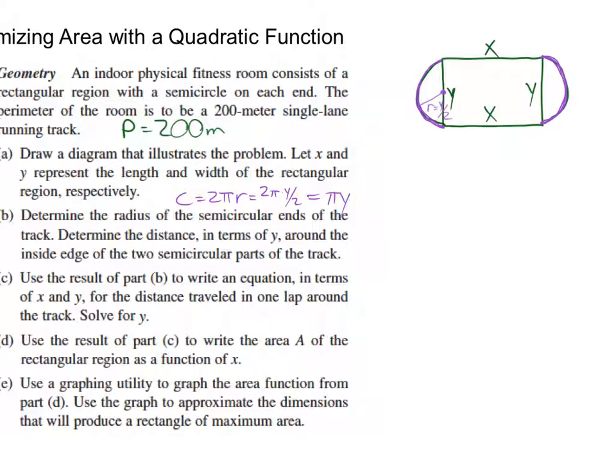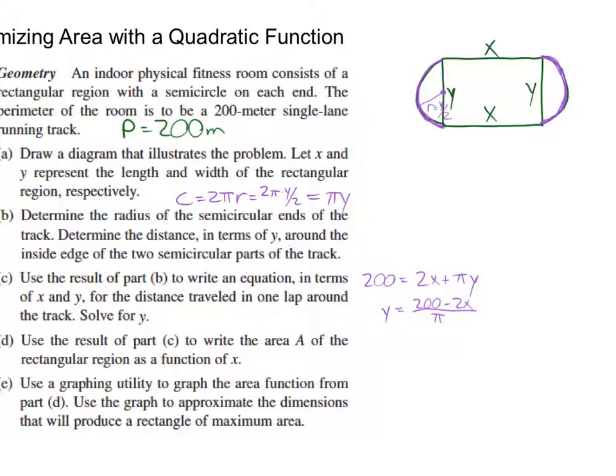Now I'm going to give you some time here. I want you to work through C, D, and E. Go ahead and work with somebody and see if you can finish this off. We want to find a rectangle with maximum area. We want to make it 200 meters all the way around, but have the most space in the middle so it's actually useful. If we're making this inside a physical fitness room, we could put our workout machines in the middle. So let's figure out how to make that space the biggest possible.